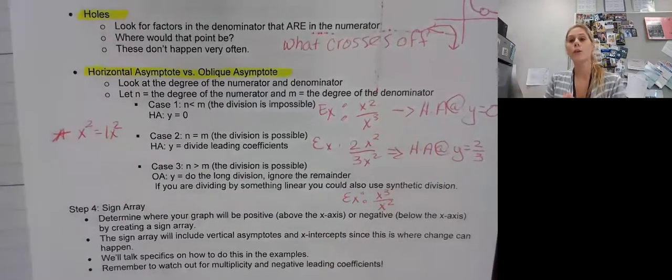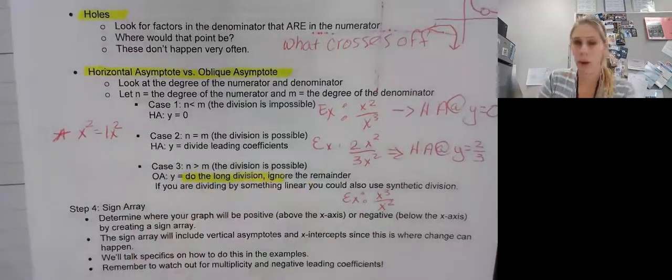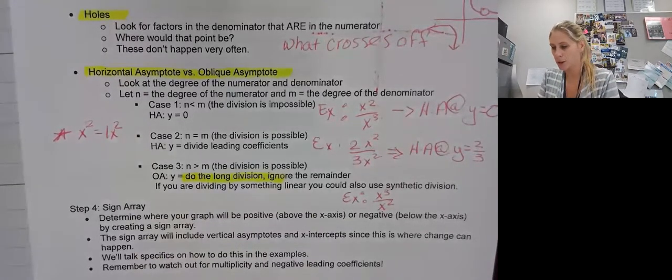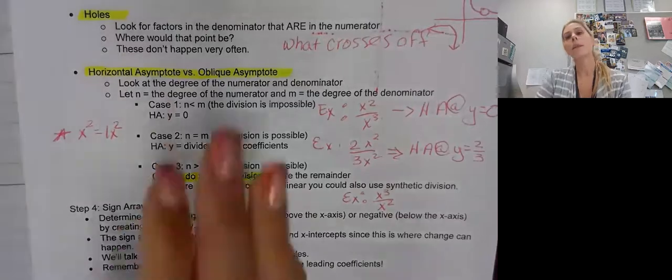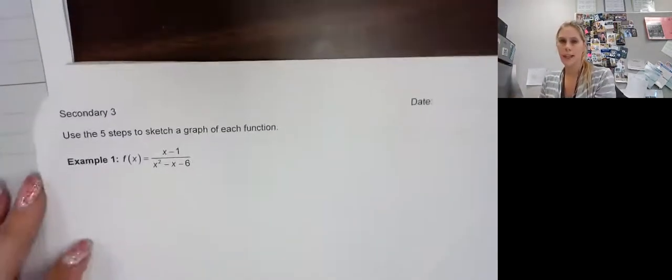For those of you who want to try it out ahead of time, you can see that to find the oblique, we do long division. But again, don't worry about it this year. Next year, you'll go through it. Now, I'm not going to go over step 4 and 5 right now because I said that's going to be for our next day, okay? So let's start going over some of these together.